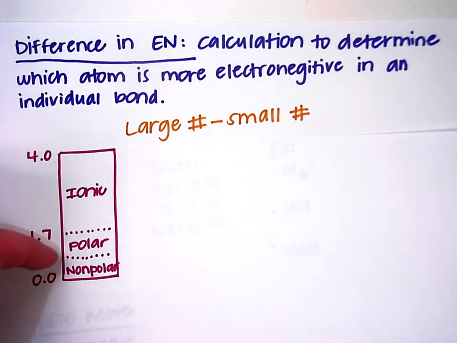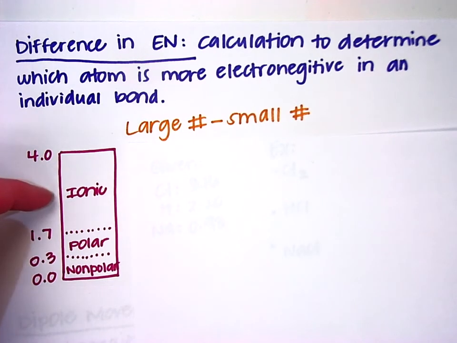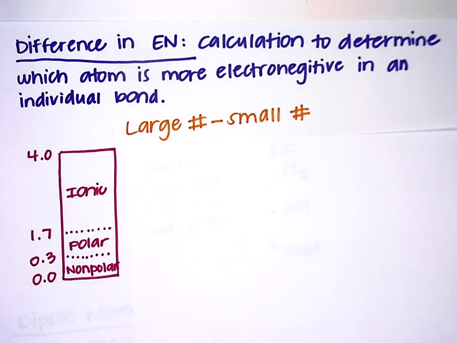If it's between 0.3 and 1.7, that's polar, and then 1.7 to 4 is ionic. We will see some covalent bonds that are so different that they register as ionic. That just means that the electrons are staying over there for a really long time. Same thing for ionic bonds. If they're really close together, we might see them register as polar. That's just telling us about the electrons. We will determine if it's ionic or covalent from the periodic table, seeing where they're at.